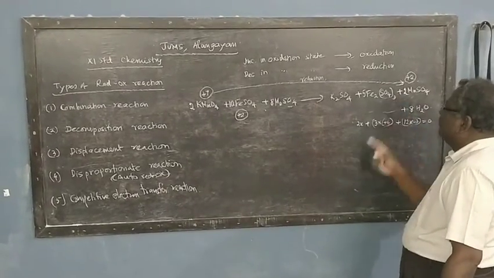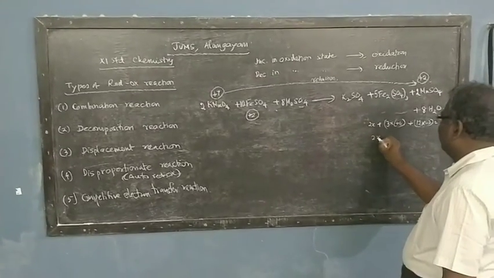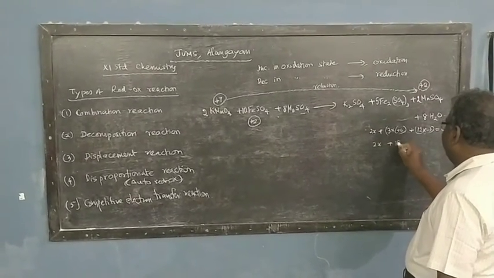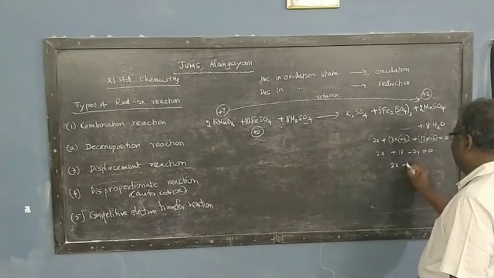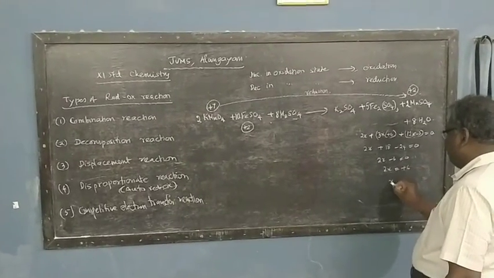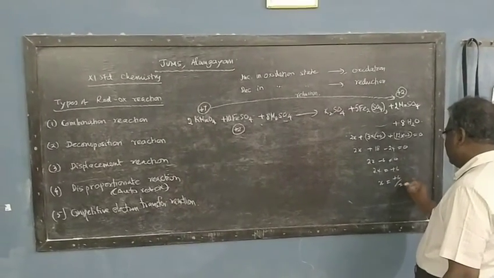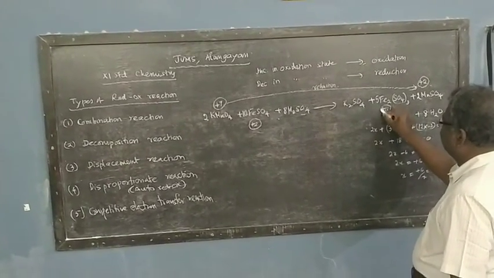So oxygen: 3 into 4, 4 into 12, 12 into -2. அப்ப இது என்ன ஆகும்? 2x plus 18 minus 24 equal to 0, or 2x minus 6 equal to 0. 2x is equal to +6. Therefore x is equal to +6 by 2. That is +3. Oxidation state here is +3.